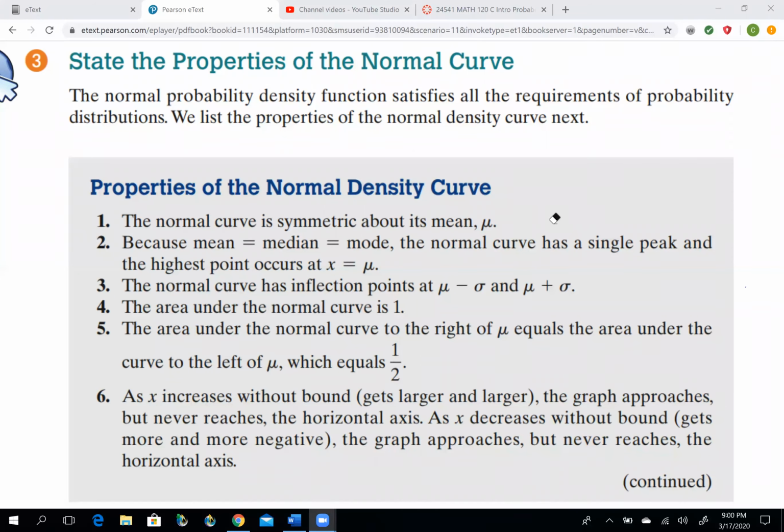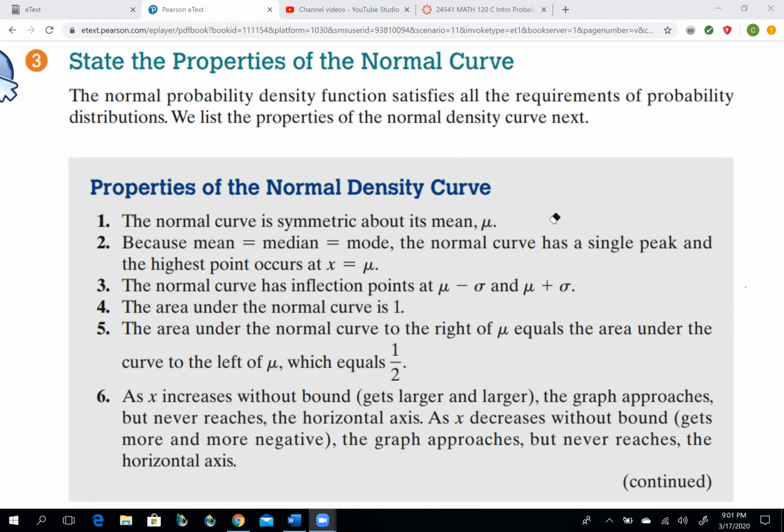And then number 3, the normal curve has inflection points at mu minus 1 standard deviation and mu plus 1 standard deviation, as I explained to you before. Number 4, the area under the normal curve is 1. Again, guys, because probability is between 0 and 1, the area under the normal curve is equal to 1. The area under the normal curve to the right of mu equals the area under the curve to the left of mu, which equals 1/2.